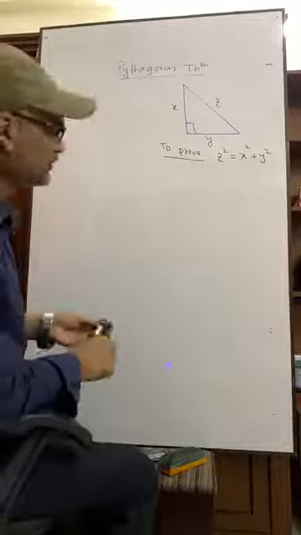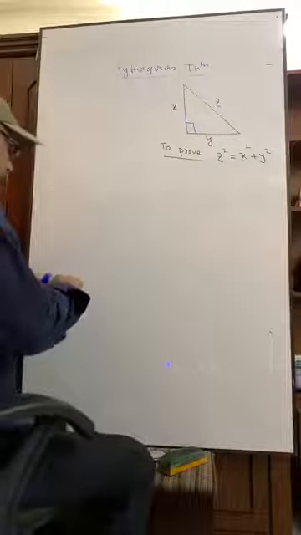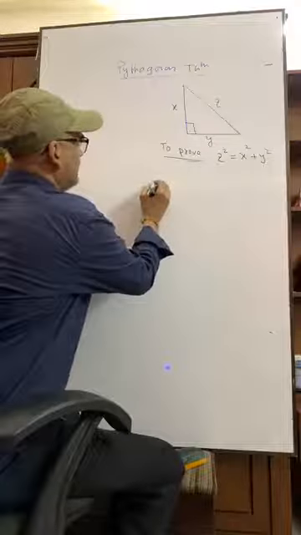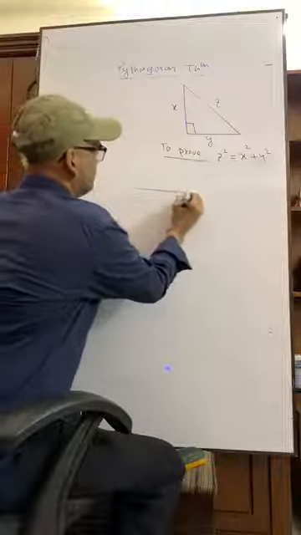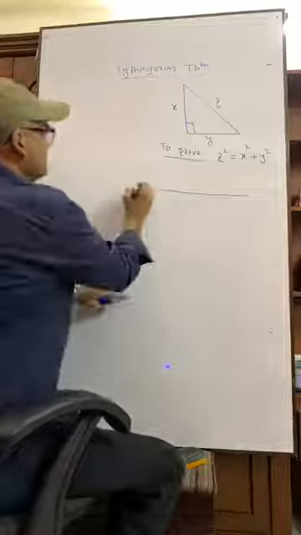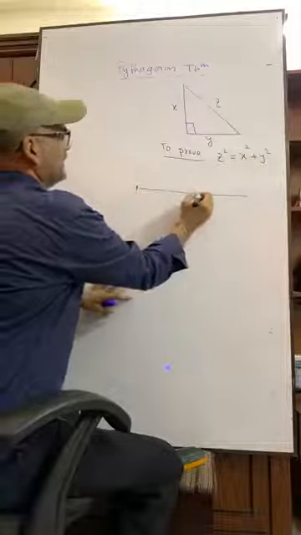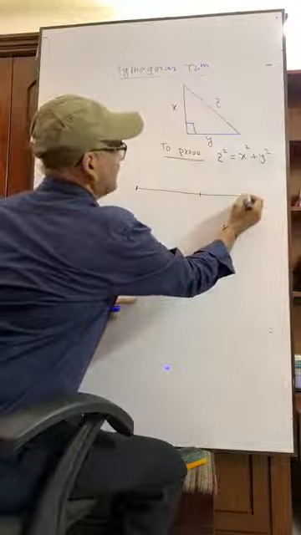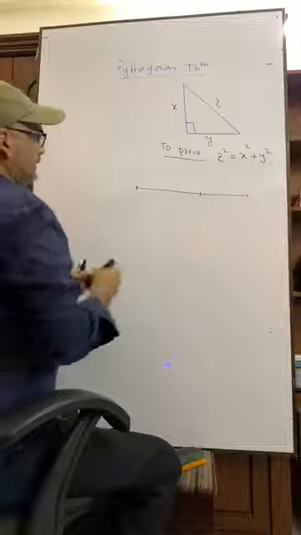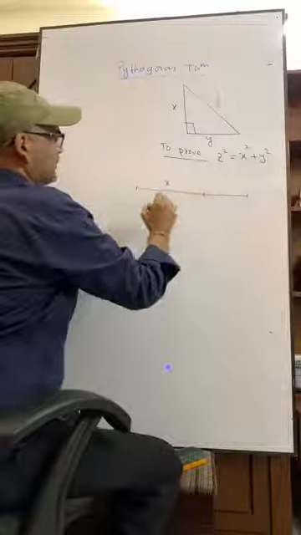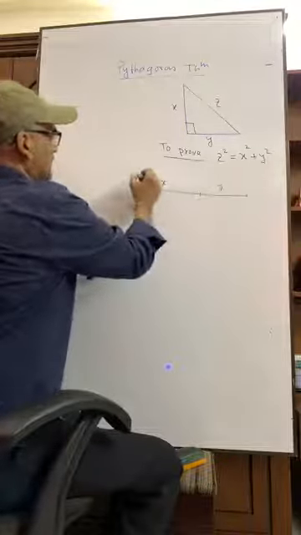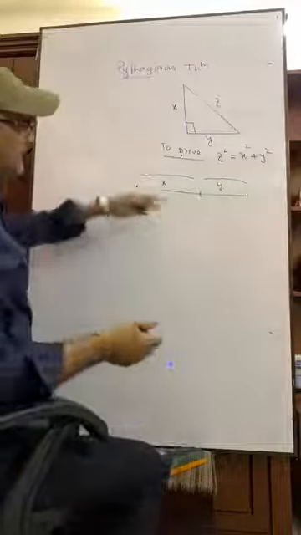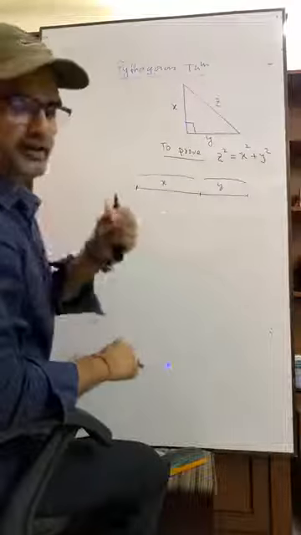Please pay attention here. Suppose I have taken a line. From here, suppose this part is X and this part is Y. Any line can be taken like this. This part is X and this part is Y. It is possible. Yes, it is possible.